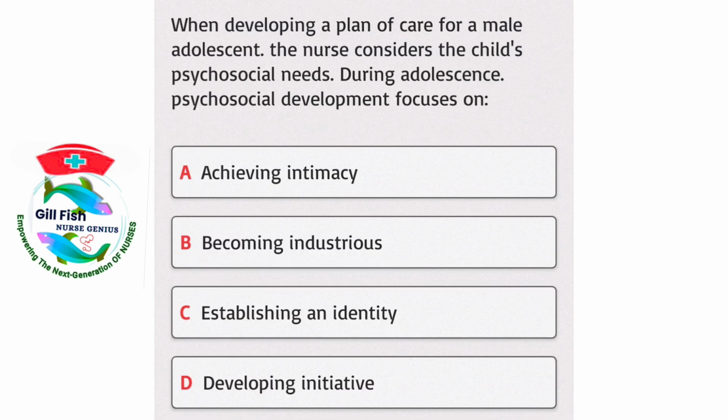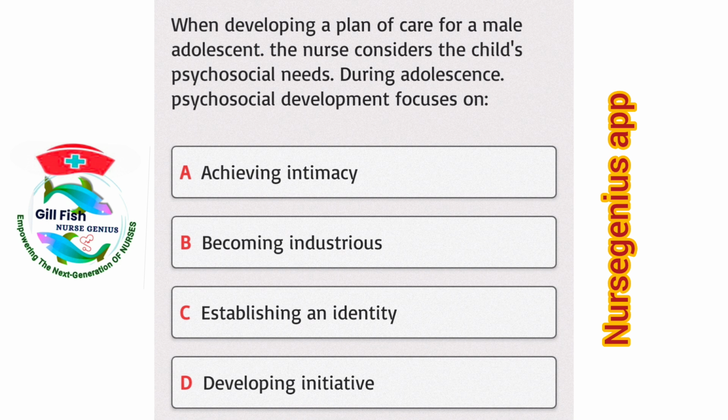When developing a plan of care for a male adolescent, the nurse considers the child's psychosocial needs during adolescent psychosocial development. Focus on option A, achieving intimacy, option B, becoming industrious, option C, establishing an identity, option D, developing initiative. So what is the correct answer here?